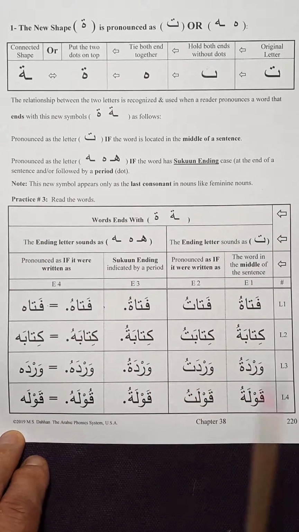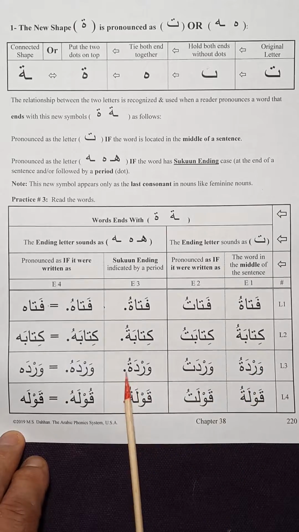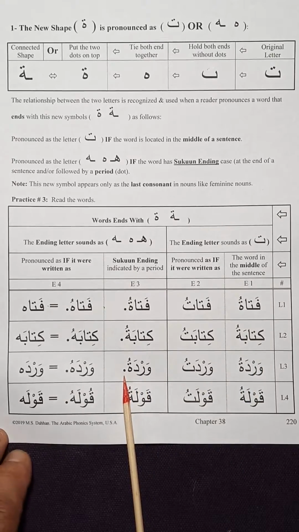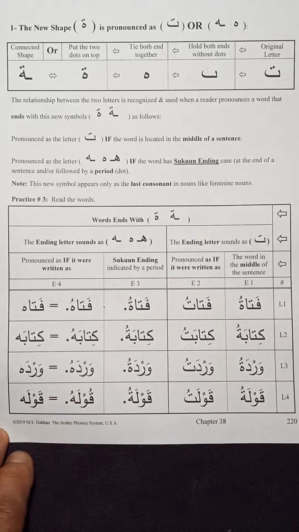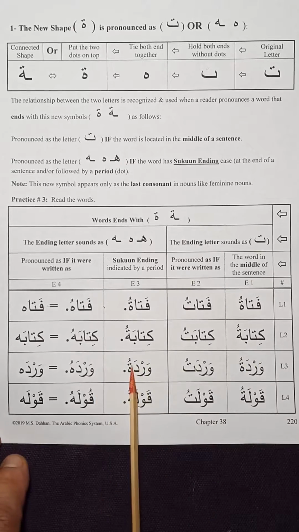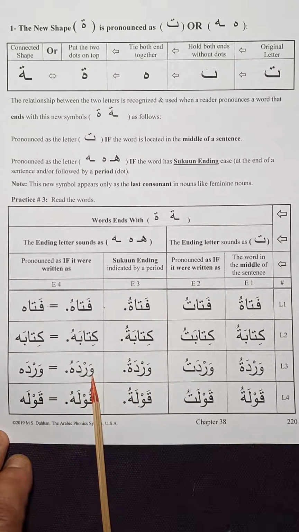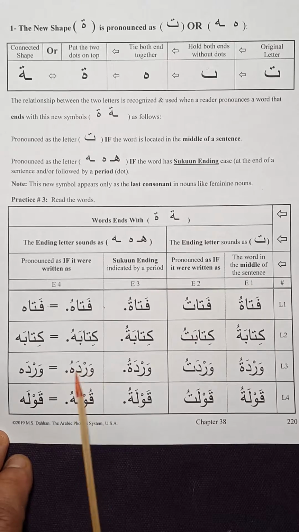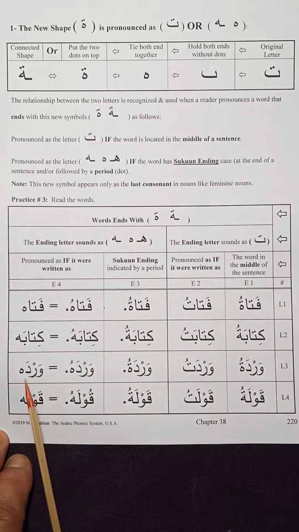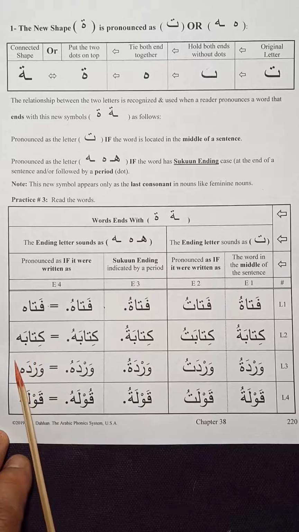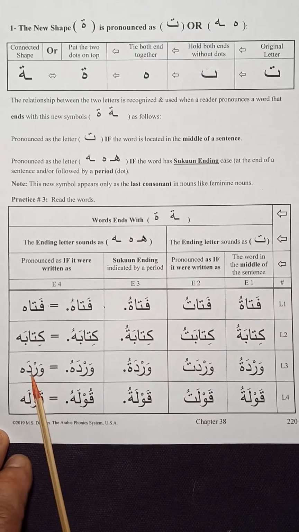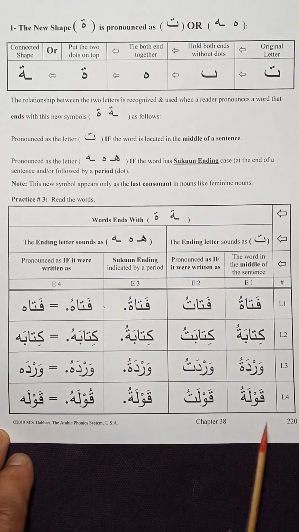But with the same word with the dot after it, which means the end of the sentence, sukoon ending needs to be applied. So in this case, you take the dots off. It will be pronounced like wardah. The vowel is ignored, and it will be exactly as if you pronounce it like this, wardah. Here we go.